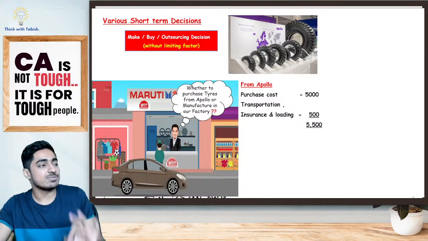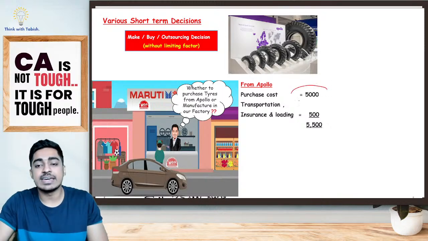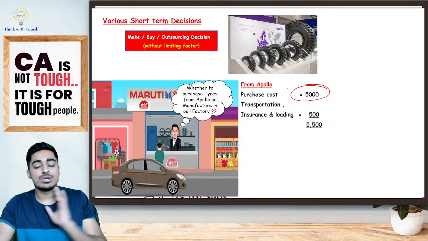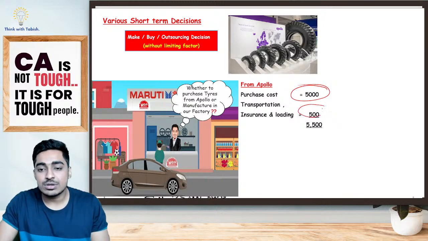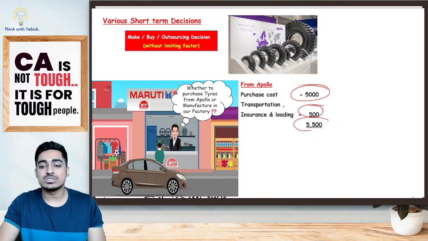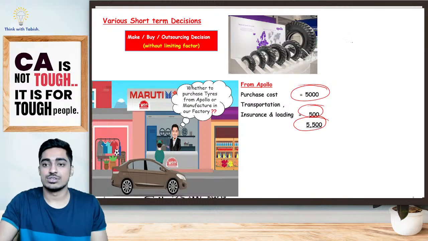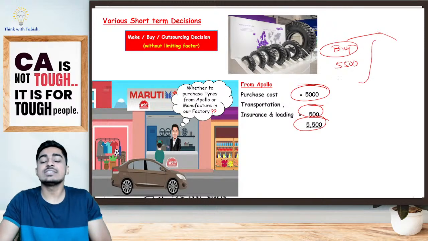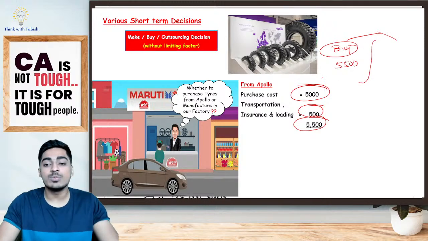So firstly, if we are buying from Apollo, what all cost we have to incur? Yes, to purchase, we have to pay them the amount. For every tire, suppose I am paying 5,000 rupees. Again, from there, I need to transport. So for every tire, transportation cost is 500 rupees. So the total cost is 5,500. So if I am buying, the cost is 5,500.